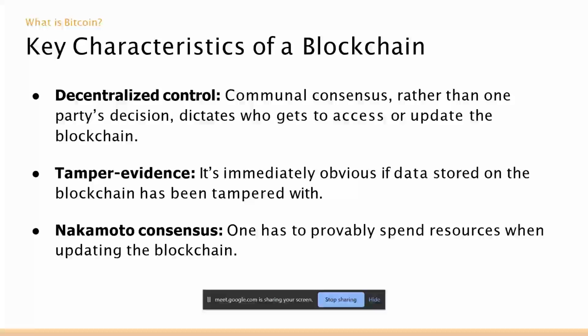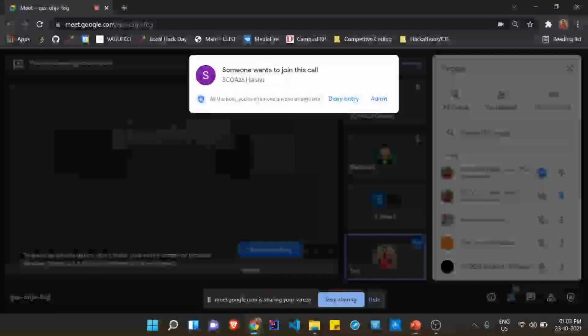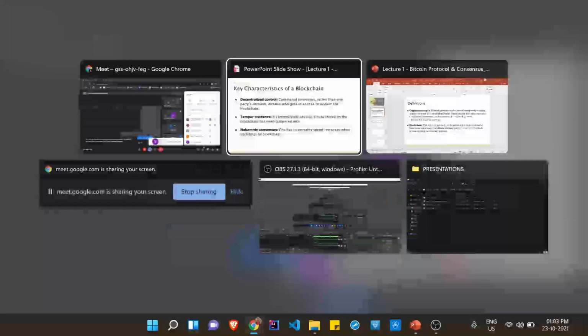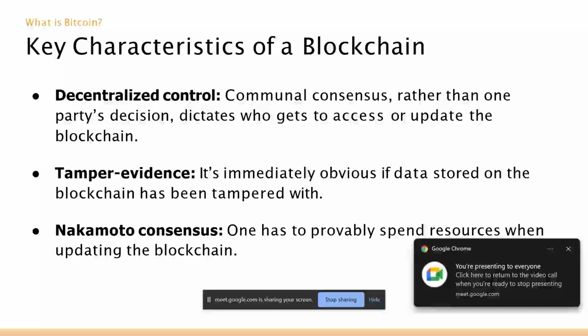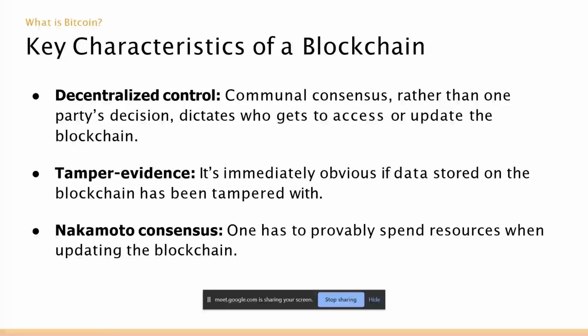Now let's talk about some characteristics of blockchain. First of all, decentralized control: communal consensus rather than one party's decision dictates who gets to access or update the blockchain. What happens in decentralization? Unlike centralization, like a bank, where all the data is with just one central authority, in decentralization, rather than a central authority, there is a whole group, and that group validates all the transactions and everything else. We'll talk about it in detail later.